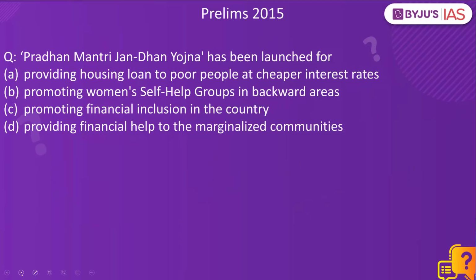Now let's look at a previous year's question paper, Prelims 2015. Pradhan Mantri Jan Dhan Yojana has been launched for promoting financial inclusion in the country. C is the right answer.